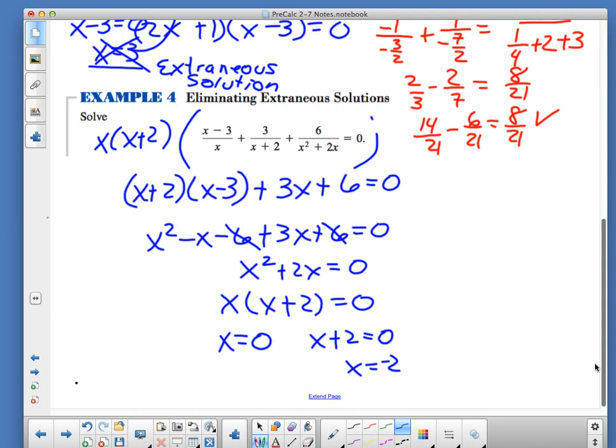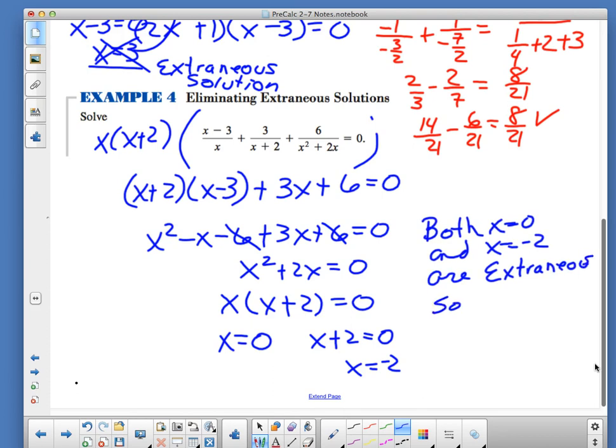So both x equals 0 and x equal -2 are extraneous roots, or extraneous solutions. So the original equation has no solution.